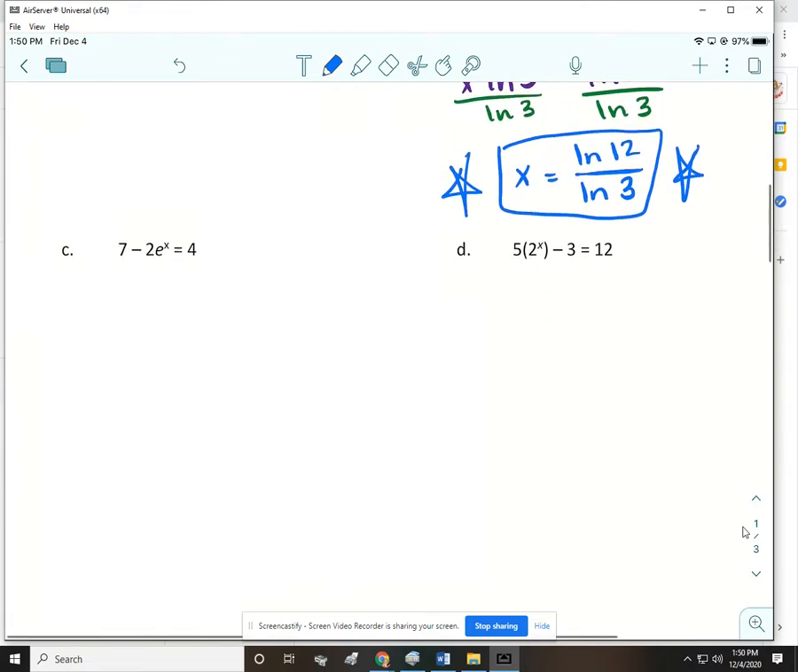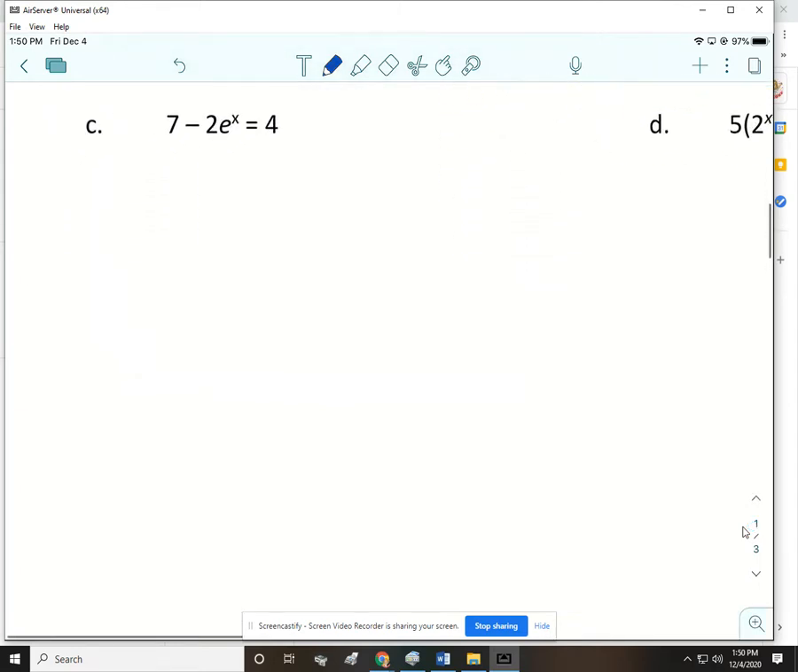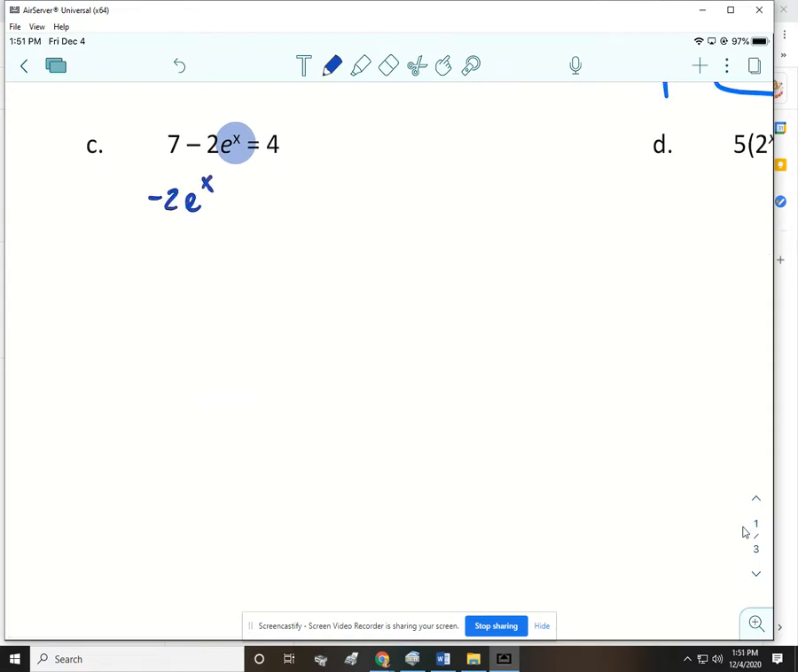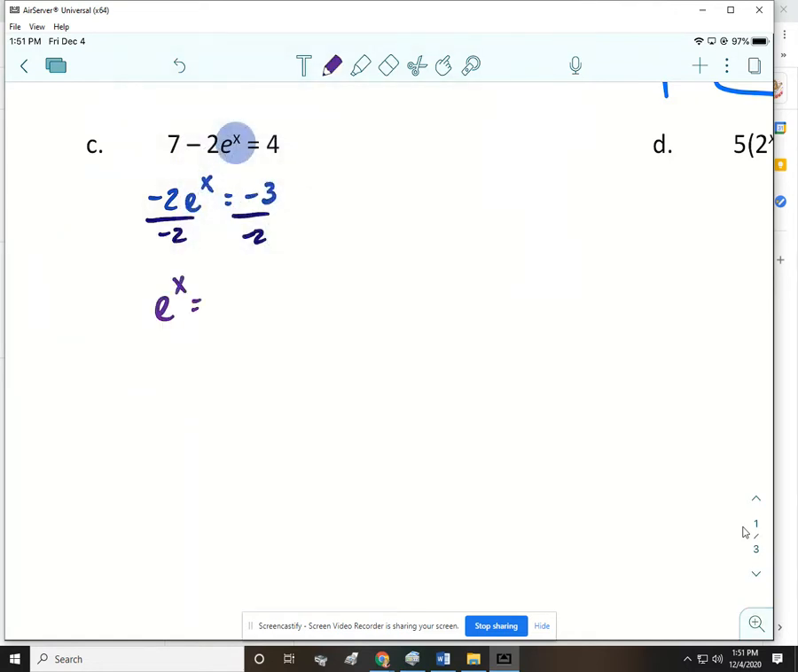Okay, so let's look at another one. For example C, the first step is to isolate the base and the power. The base and the power in this case is e to the x. So the first thing we would do would be to subtract the 7. Okay. Then we would divide by the negative 2. Okay. And then once you get the base and the exponent isolated, you're ready to take the natural log of each side.